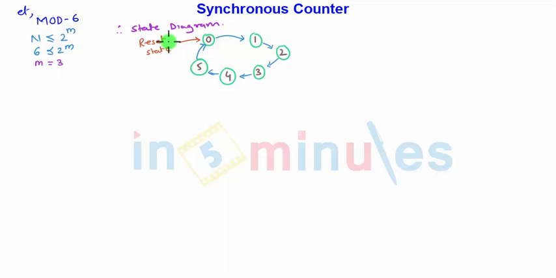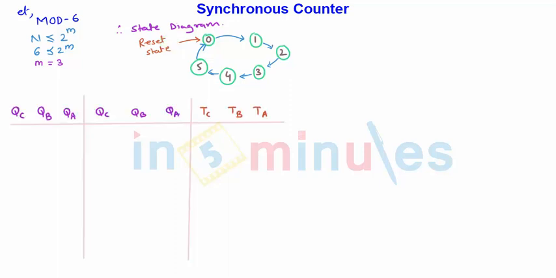So let us try to design this one. For designing purposes we need a table. This is a table for the synchronous counter, and since 3 flip-flops are required, m is equal to 3. This is called the present state. You can also call it Qn, which is nothing but the present state. Next state will be Qn plus 1, and then the flip-flop inputs. In the exam they may ask you to design with the help of a T flip-flop, D flip-flop or JK flip-flop. Here, for the sake of simplicity, I have taken the T flip-flop.